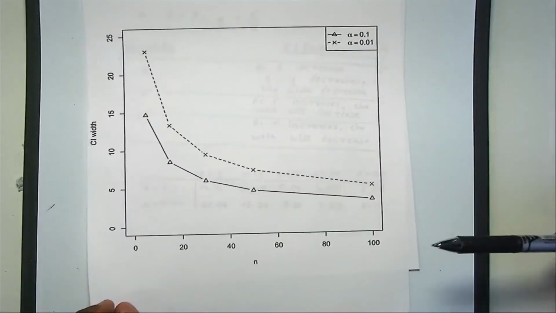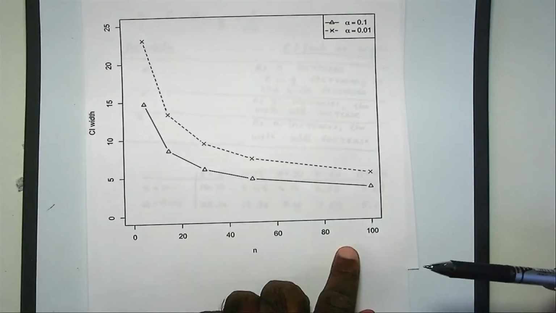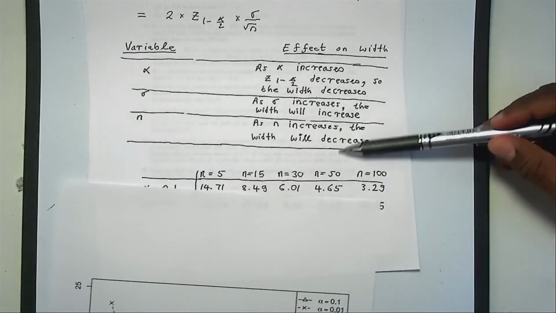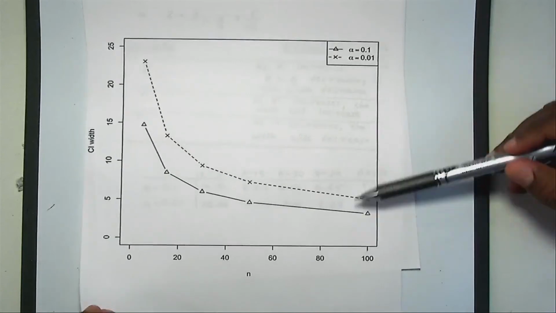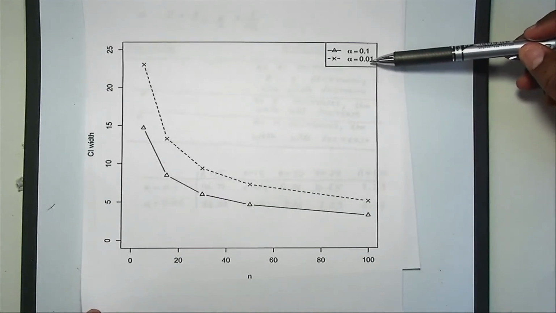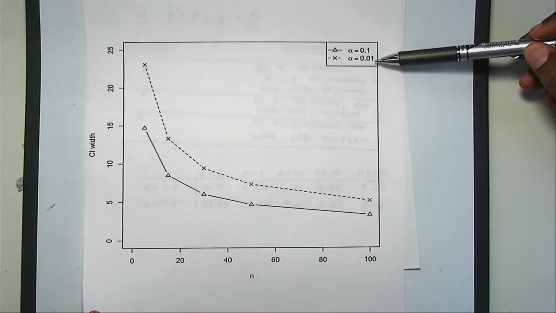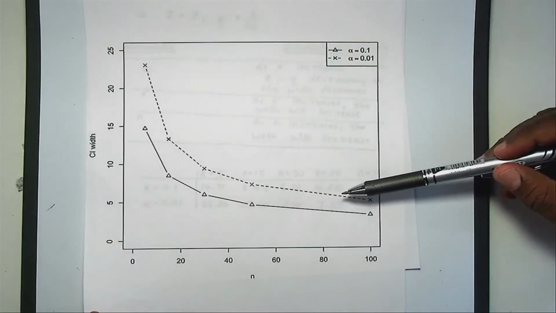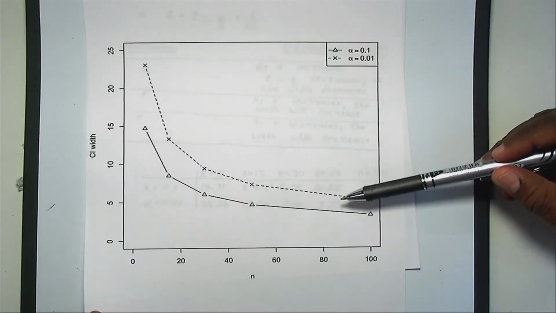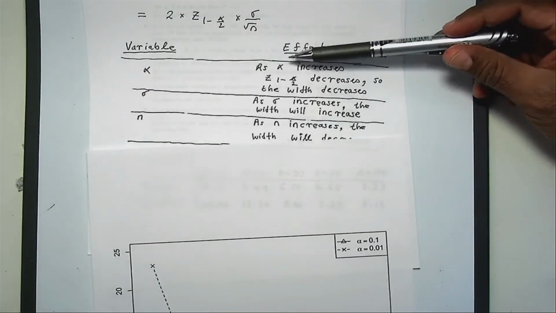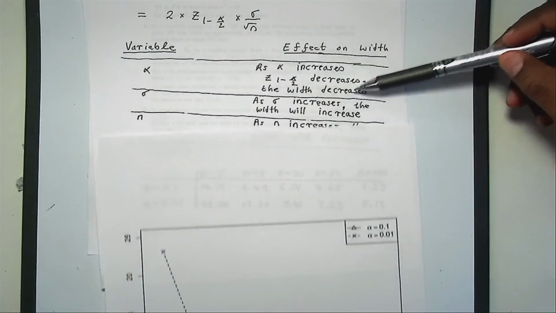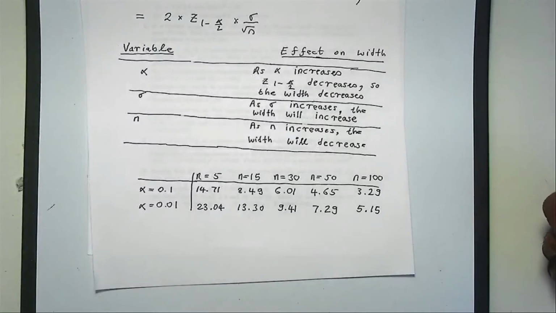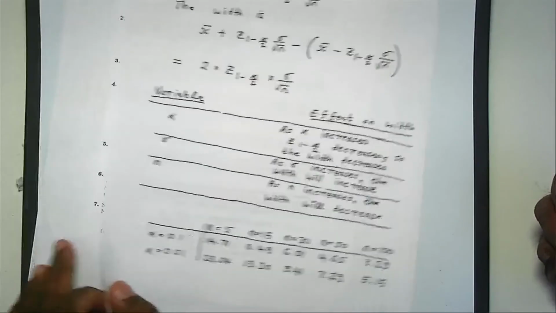Right? So you can see that as n increases, the width decreases. That is exactly what I said here. As n increases, the width will decrease, right? And you also see that as alpha increases from, say, 0.01 to 0.1, the width of the interval decreases, and that's exactly what I said. As alpha increases, the width decreases. All right. Okay, guys. So this completes the answer to question 4.